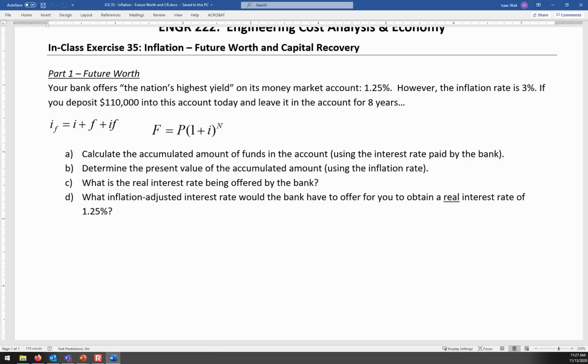But the rate of inflation that we have right now is about 3%. And so here I'm asking, if you deposit $110,000 into this account that pays 1.25%, and then you leave it in there for 8 years, I ask you to go through step by step A, B, C, D here to look at what the implications are. What does it mean if you're going to be putting money into an account that pays less than the inflation rate? So I ask you to find out how many dollars you will have, what the present value of those dollars is if you discount at the inflation rate, and then calculate the real interest rate. That means I, because we're given I sub f, and we're also given f, so calculate I. And then in part D, hypothetically speaking, what would you need to get from the bank if you wanted your real interest rate to be 1.25?